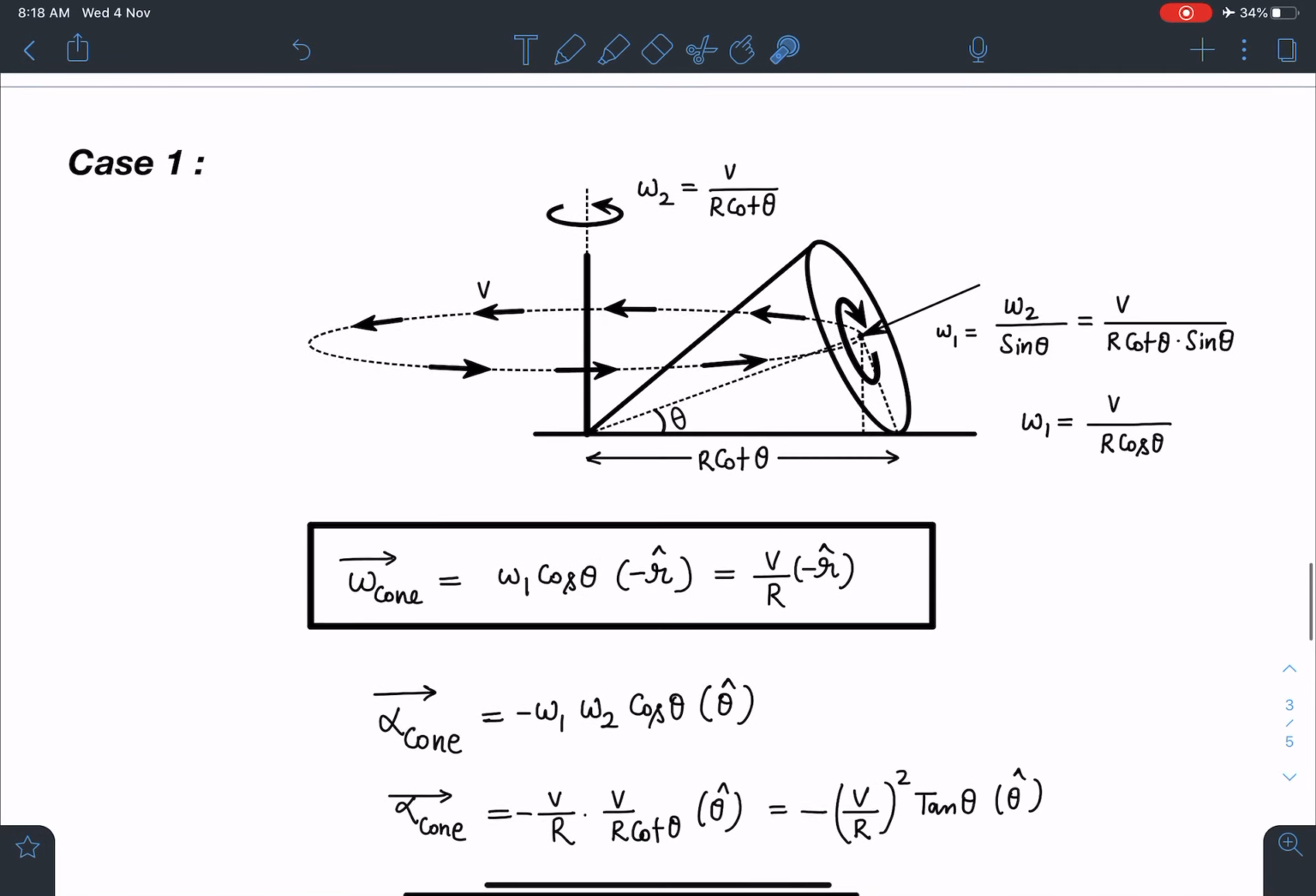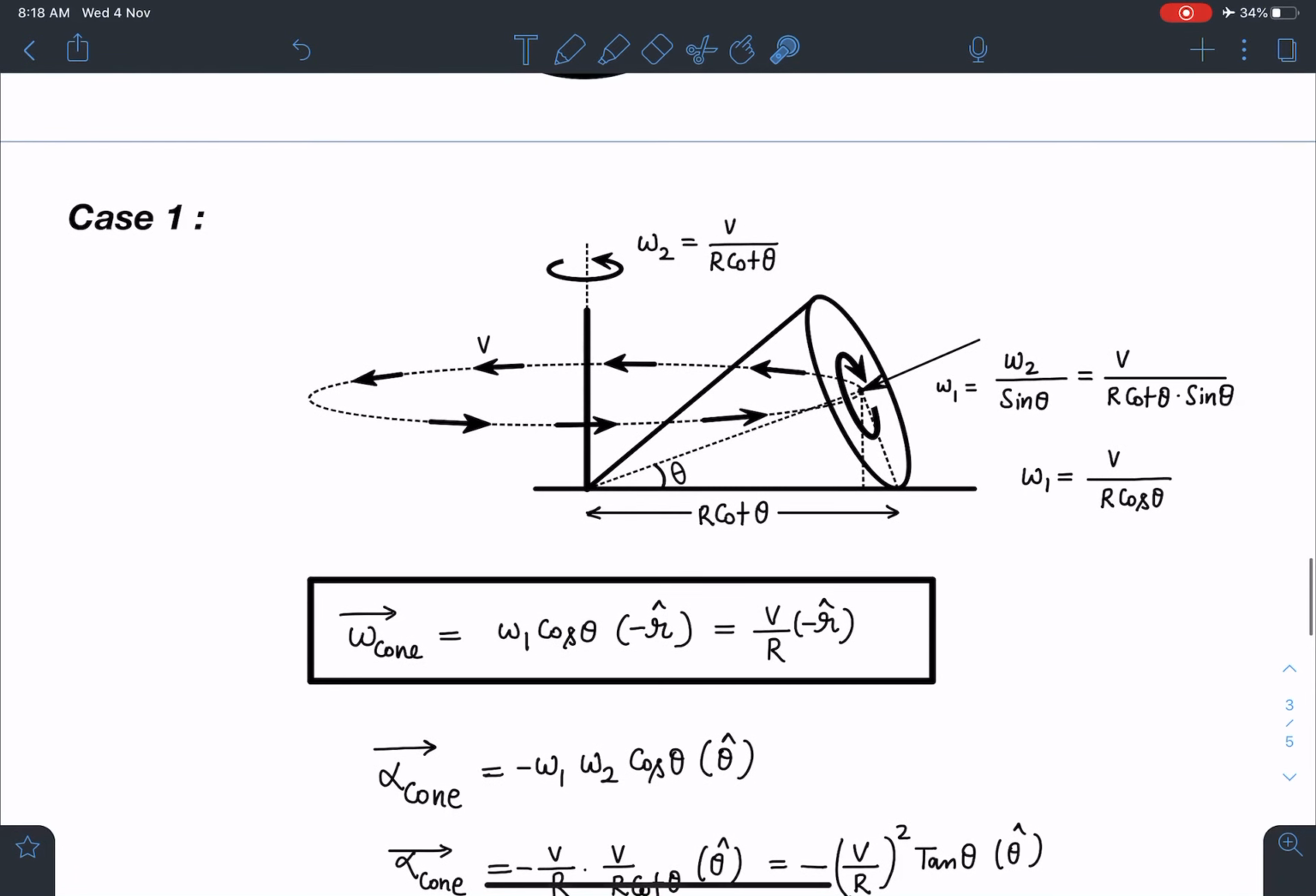So in case 1, now we can actually solve this question and write the values. Since it was moving in a circle of radius r cot theta with the speed of v, omega about this, which is omega 2, is known to us, that is v by r cot theta. Similarly here, I can write this omega 1, which is omega 1 along the axis.